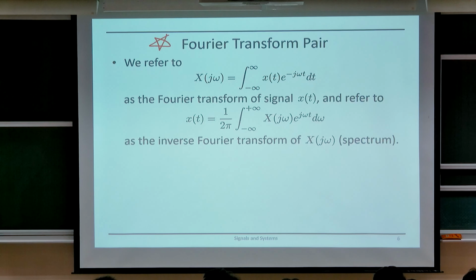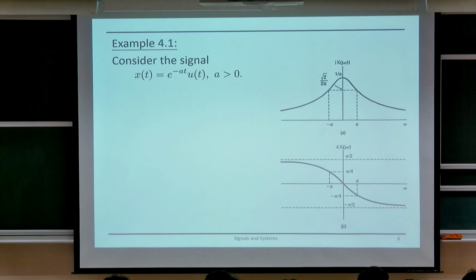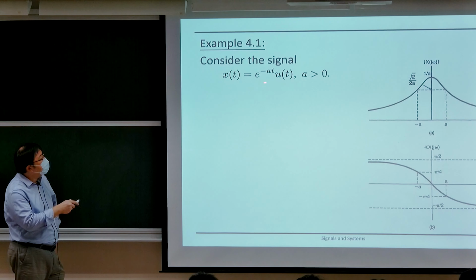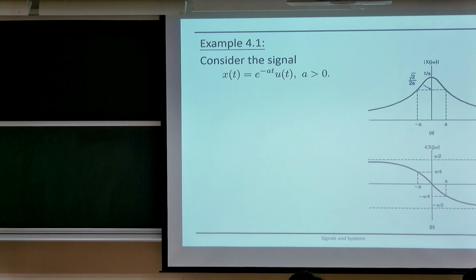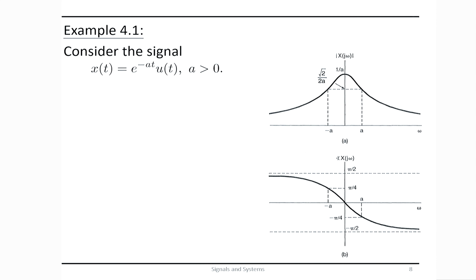All right, so we can look at a few examples. In this example, we start out with x of t that is a single-sided decaying exponential. To find the spectrum of this, we can apply the Fourier transform formula. Here, capital X of j omega is the integral of x of t times e to the minus j omega t dt. If you substitute x of t inside, this becomes the integral from 0 to infinity of e to the minus at times e to the minus j omega t dt. This is limited to 0 to infinity because of this unit step function u of t.